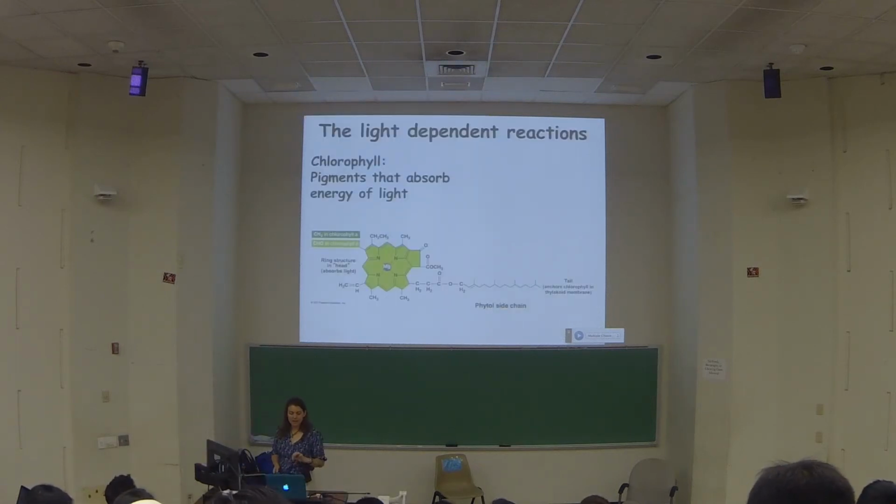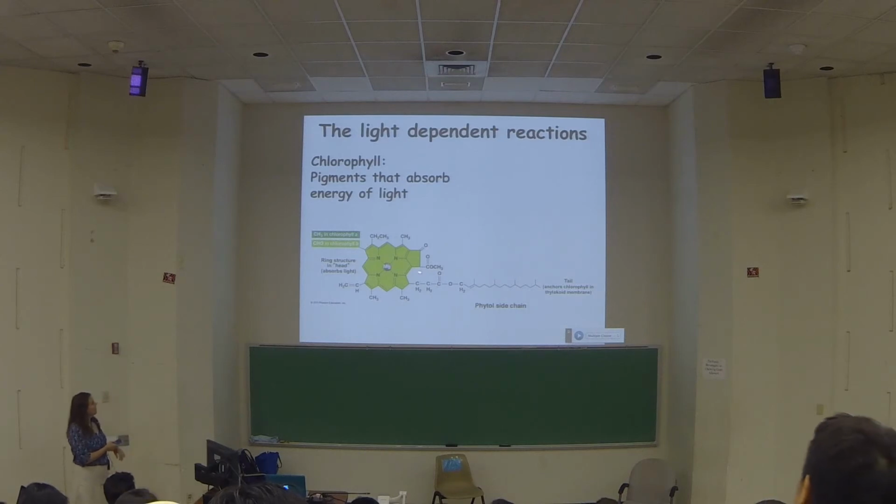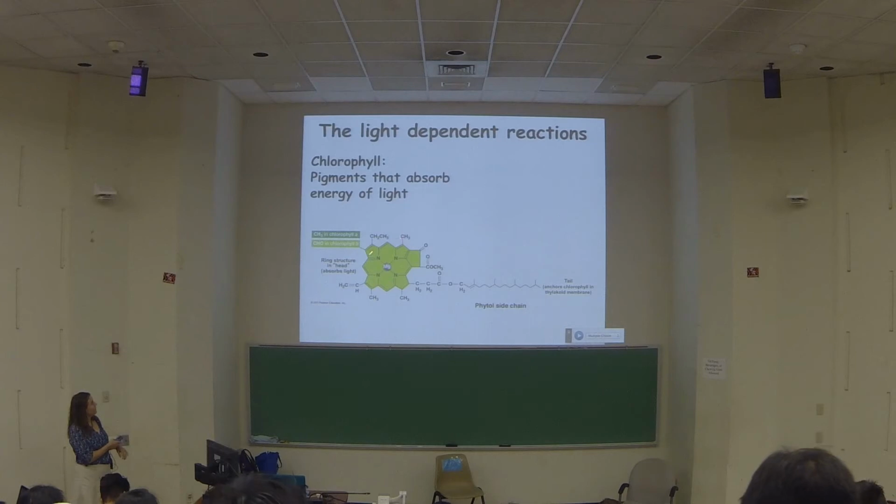In the light-dependent reactions, the pigments that absorb energy of light are chlorophyll. That should sound familiar, I hope. There are two types of chlorophylls, generally A and B. They both have a similar structure. There's this ring structure that absorbs light and sticks out of the membrane, and then this tail structure that anchors that into the membrane.